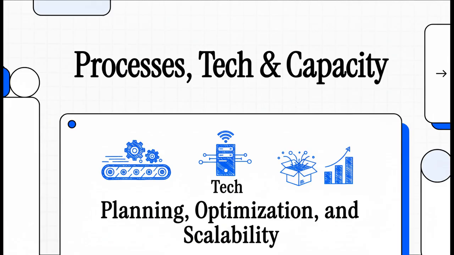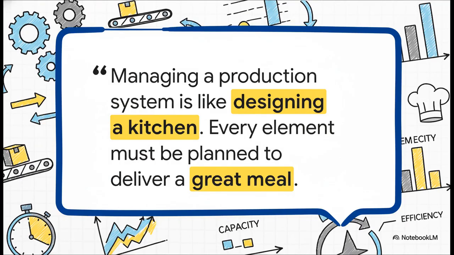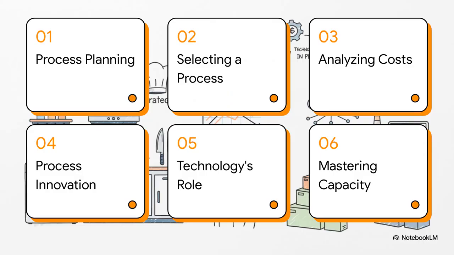So, let's get started. To really get this, just think about something we all know, a kitchen. The layout, the tools, the amount of counter space, every single detail has to be planned just right to make a great meal efficiently. Well, that's exactly what operations management is all about, and this kitchen idea is going to be our guide today. So here's our roadmap.